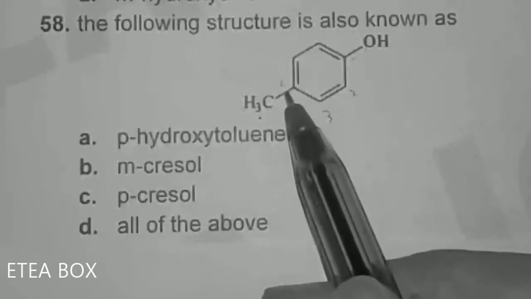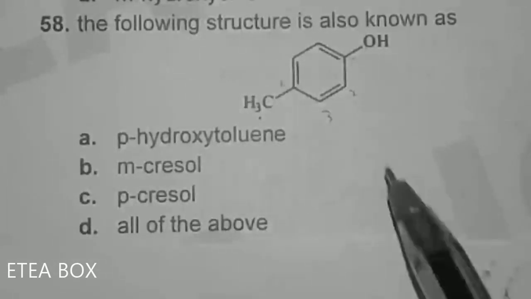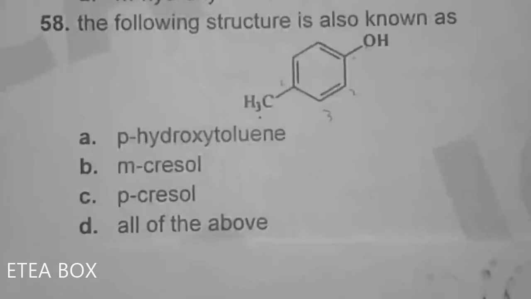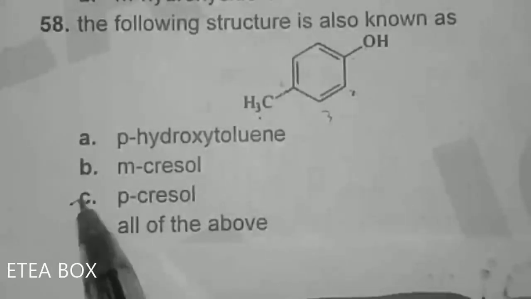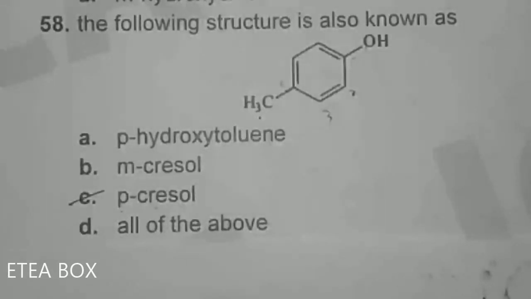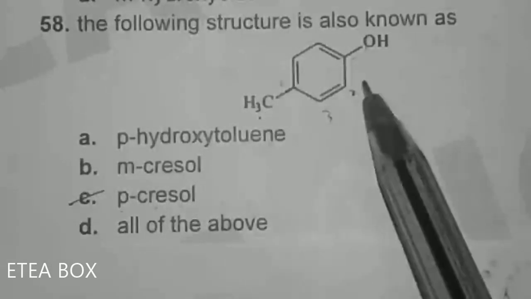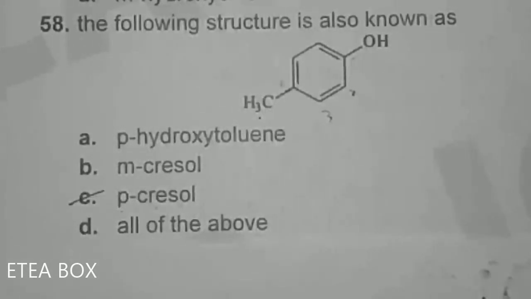Or look here, this one is present on the ortho place, no sorry, para place. Look, this one is ortho, meta and para. This methyl is present on para, so the name is paracresol. This compound has a special name called cresol. You can also write para-methylphenol. This one is called para-methylphenol, and our special name is paracresol.